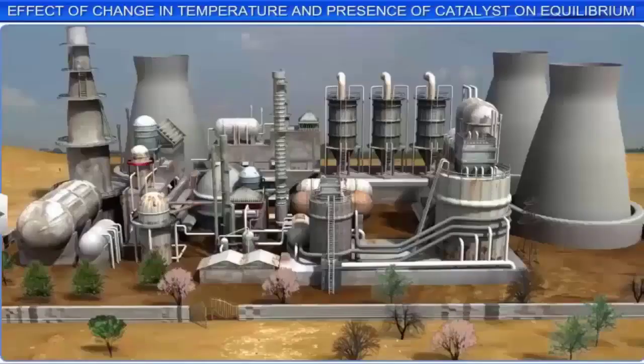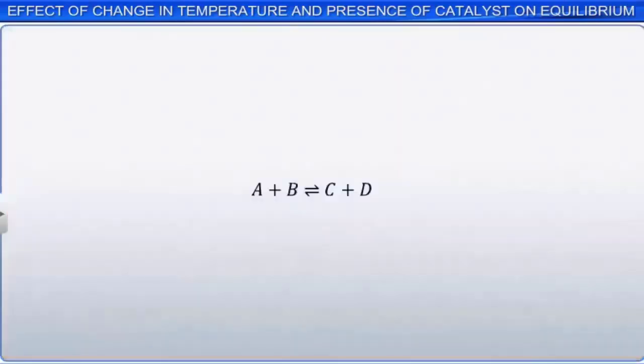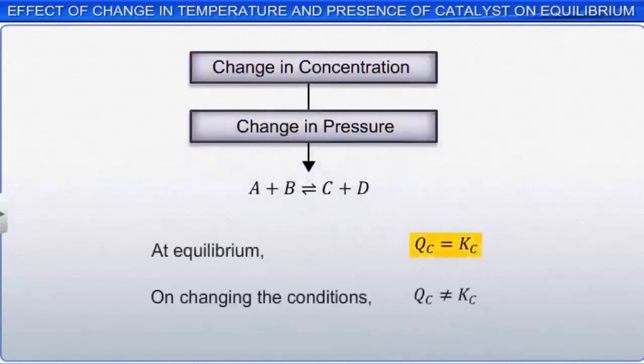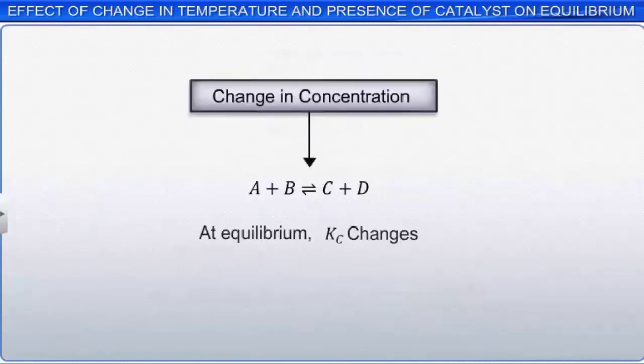Temperature is one of the important variables in any industrial process. Le Chatelier's principle can be used to predict the effect of temperature on the equilibrium of a reaction. You have learned that whenever a system at equilibrium is subjected to change in concentration or pressure, the reaction quotient Qc no longer remains equal to the equilibrium constant Kc. However, when a system at equilibrium is subjected to change in temperature, the value of equilibrium constant Kc itself changes.